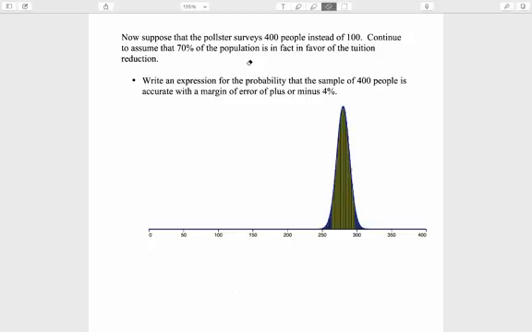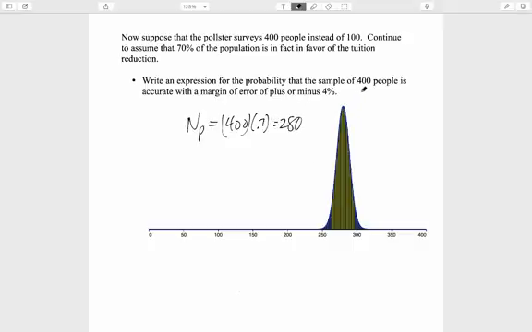We continue to assume that 70% of the population is in fact in favor of the tuition reduction. So first, write an expression for the probability that the sample of 400 people is accurate within a margin of error of plus or minus 4%. Now we have to think, what's 4% of 400? That's going to tell us what the interval is on either side of the mean. We also have to think, what's the mean going to be? Now the mean is going to be n times p, which is 400 times 0.7, and that's 280 people.